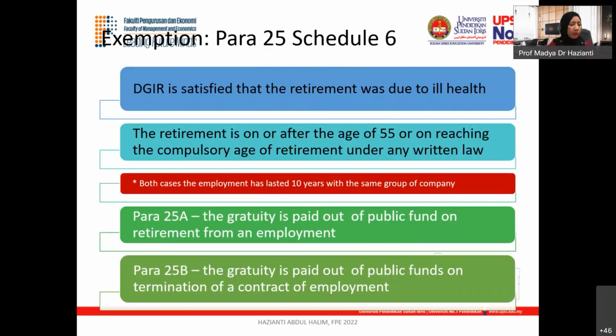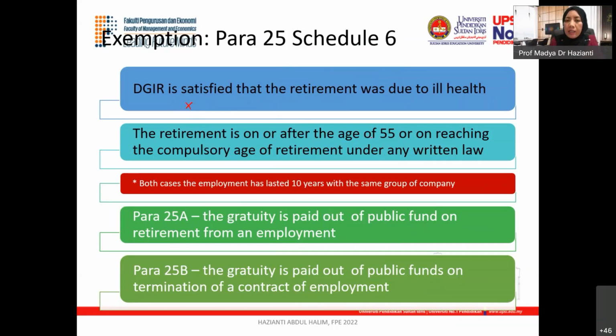Okay, first, you can ask maybe your parent who just retired. One, retirement due to ill health, sick and had to retire early, and got gratuity. So the retirement is on or after the age of 55 or on reaching the compulsory age of retirement under any written law. So all these are not taxed if it is because of illness and early retirement with gratuity.